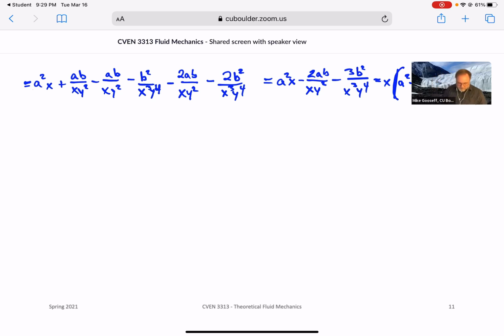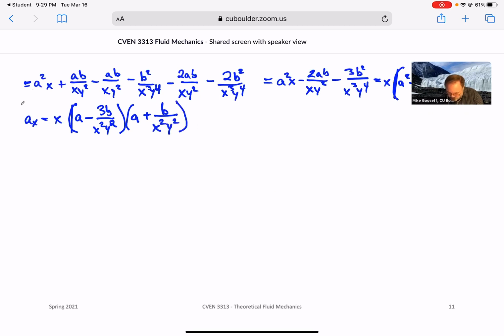Okay, and what we end up with then is ax is equal to x times a minus 3b over x squared y squared, close parenthesis, open the next one, a plus b over x squared y squared. So a is our acceleration. Okay, so there is the acceleration in our x direction that basically just came out of taking those partial differentials in the x and y direction.